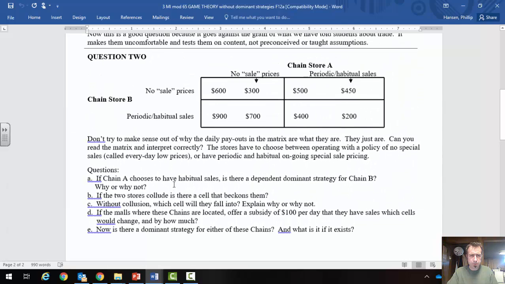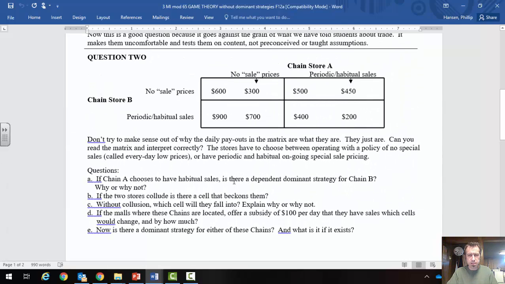So anyways, is there a dependent dominant strategy? The answer is yes, and it would be no sales because we get more profit. It's called a dependent dominant strategy because it's dependent on chain store A.